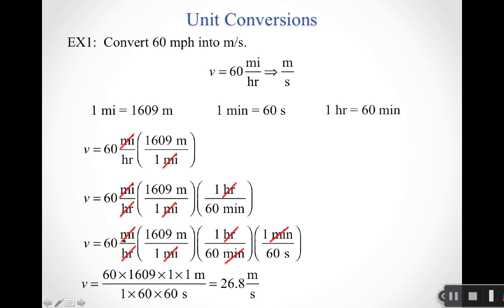And so now I just need to do the math. Everything on top in the fraction gets multiplied together, so that's 60 times 1609 times 1 times 1. There's that line. All of it has units of meters because that's what's left on top in terms of units. On the bottom, well, this is really 60 over 1, so that's 1 times 60 times 60. And again, the units I've got left is seconds. So I end up with 26.8 meters per second.